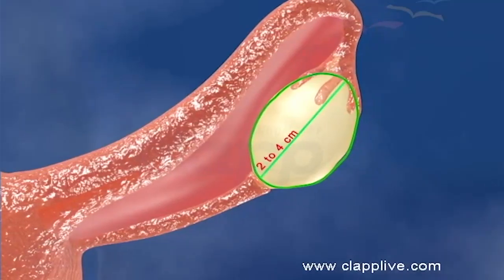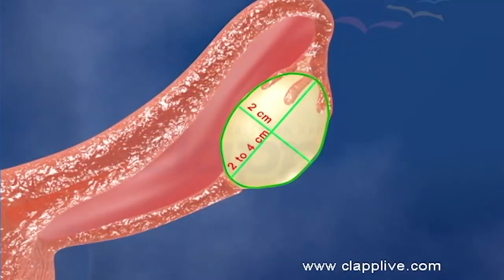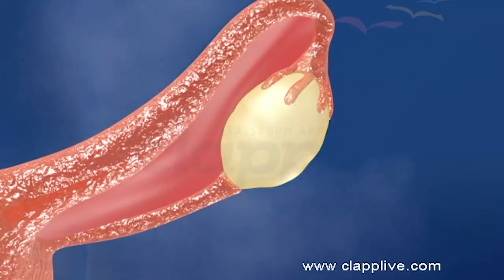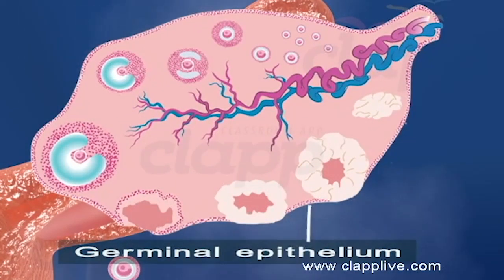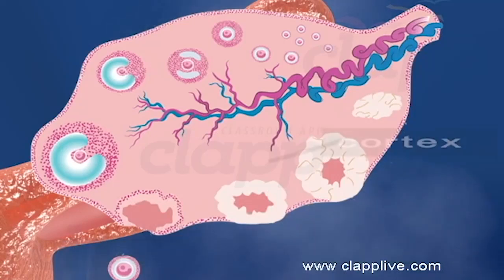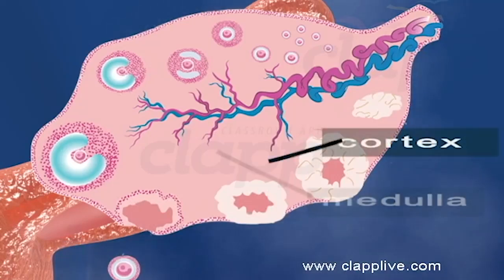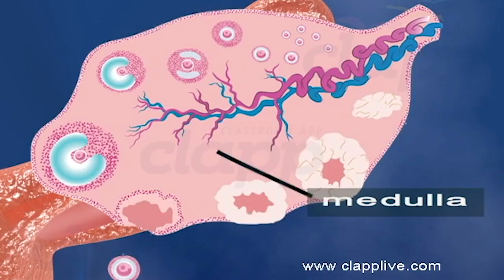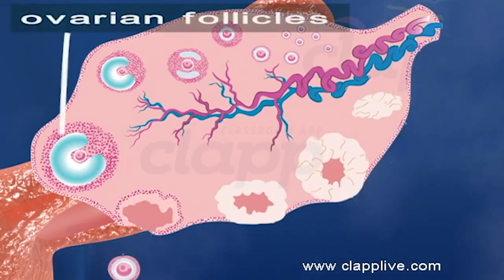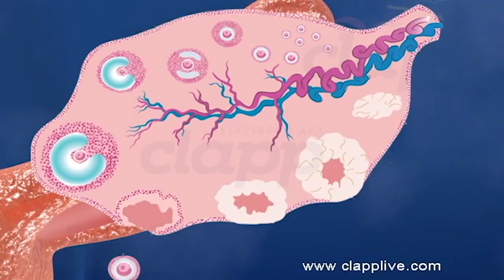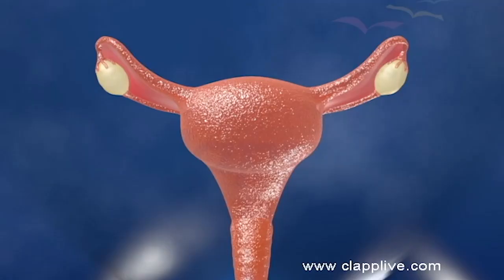Each ovary is 2 to 4 cm long and 2 cm wide. It is composed of connective tissue called stroma, covered by a layer of germinal epithelium. Stroma has an outer cortex and an inner medulla. The ovarian cortex contains some rounded bodies named follicles at various stages of development. Each follicle contains an ovum.